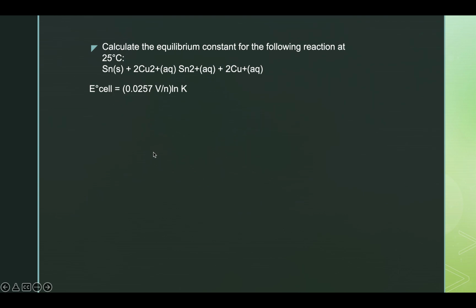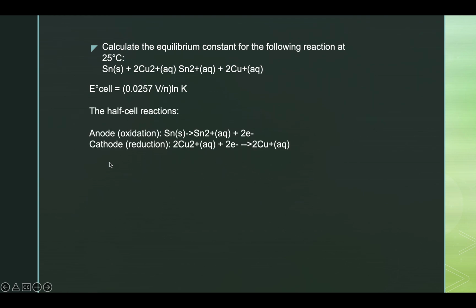To find E cell, you need to make half equations to find the cathode and the anode, which is done here. The anode would be Sn gives you Sn2+ plus 2 electrons. By the way, these 2 electrons, you see what you got here? This is n. So you're basically already given that once you do the half reaction. You already have your n. So the actual formula for finding E cell is simply the cathode minus the anode.